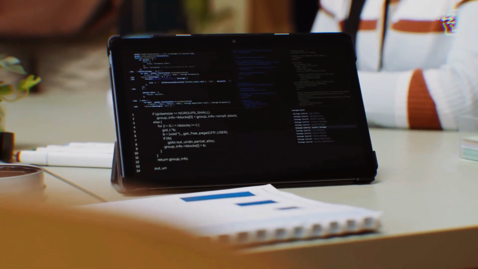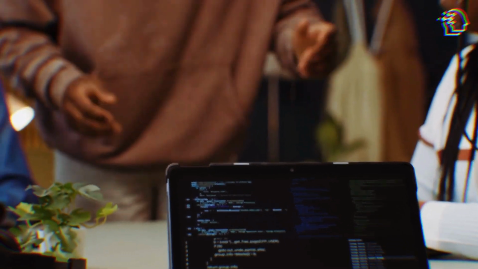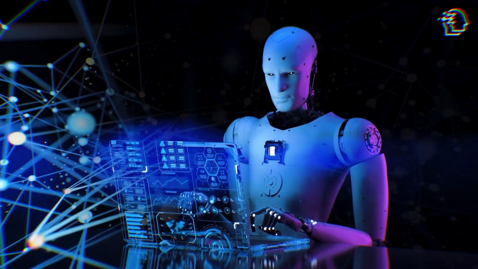That's a wrap on OpenAI's Strawberry project. We've covered a lot, from its inception and technical details to its potential applications.